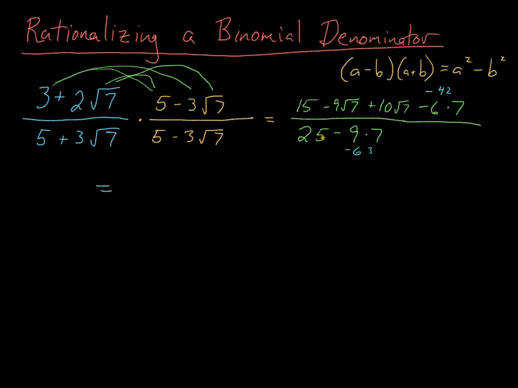So on bottom, we have 25 minus 63 is negative 38. On top, we combine our like terms. We got 15 minus 42 is negative 27. And then negative 9 root 7 plus 10 root 7 is just 1 root 7, so root 7. Or, I don't really like having this negative on the bottom. I mean, it's okay the way it is, but I'd rather multiply everything by negative 1, so it's positive over positive instead of negative over negative. So it's also 27 minus root 7 over positive 38.